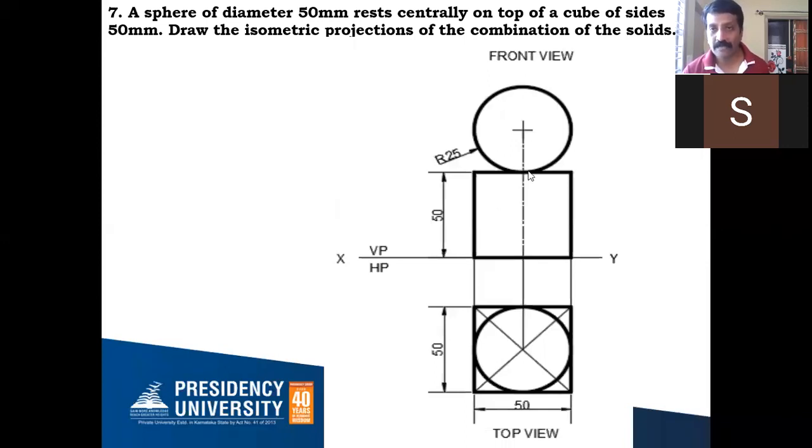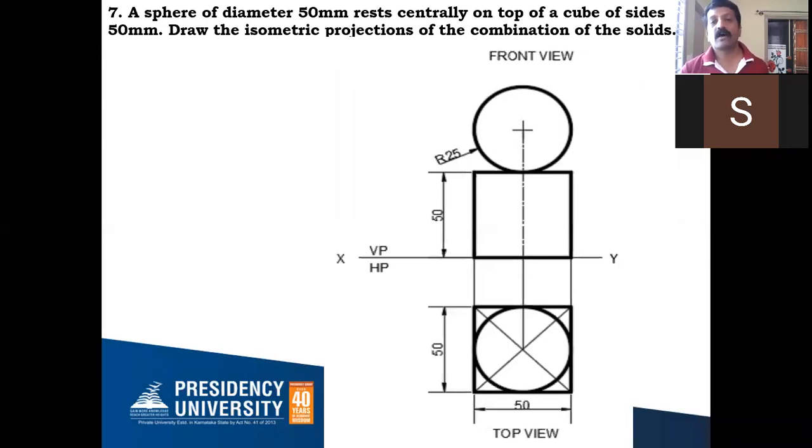So how to draw the sphere in the front view above your cube? Extend this axis line, the center line. What is the radius of the sphere? 25. So from this point you take 25 millimeter on the same vertical line and mark it. That is the center for your sphere or circle. Now take the same 25 millimeter radius and draw the circle like this, with the center which you have taken 25 millimeter above this line. So I hope you understood both front view and top view.